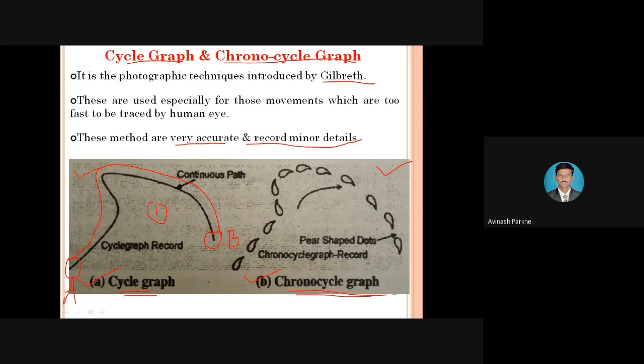Therefore, if you identify the difference between the first graph and the second graph, in the first graph the movement is recorded by using a single dark line only. But in the chronocyclegraph, the movements are recorded by using pear-shaped dots. So this is dot number 1, this is dot number 2, this is dot number 3. These dots are called pear-shaped dots. Such pear-shaped dots you will get in the chronocyclegraph, and each dot has some important things.